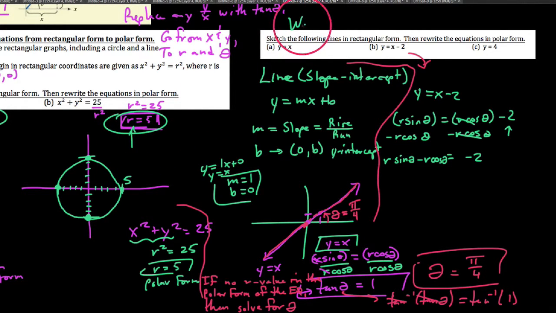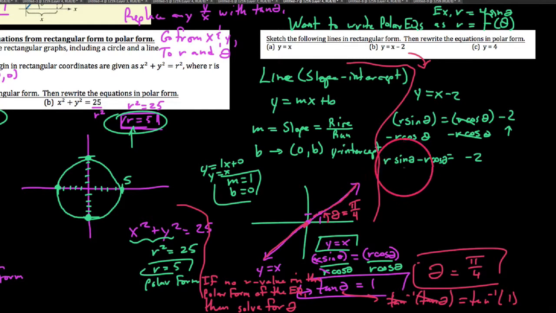So let's make sure we make a note here: we want to write polar equations as r equals a function of theta. Some function of theta here. Or in other words, we could say something like r equals 4 sine of theta. We could write something like that as an example here. So we need to isolate r.